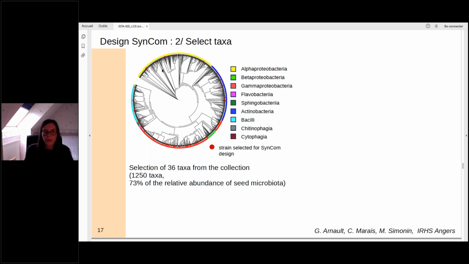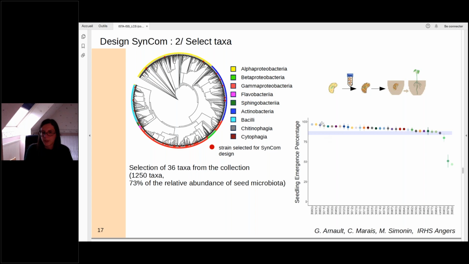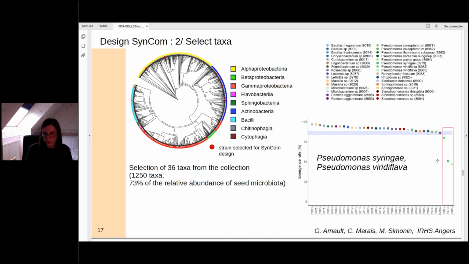And we select a few strains among those. Those are the ones depicted with the red dots here. We select randomly some strains that we will use to design our SynComs. So first we need to screen them, to see if they don't have bad effects on the seedling phenotypes and to select those that improve the seedling phenotypes. To do that, we inoculate them on the seeds and we look at the seedling emergence percentage. Here in gray is the control emergence percentage. You see that from the 40 different strains that we selected, most seem to improve the emergence percentage, but 3 we will exclude because they decrease the emergence percentage. Those are 1 Pseudomonas syringae and 2 Pseudomonas viridiflava.